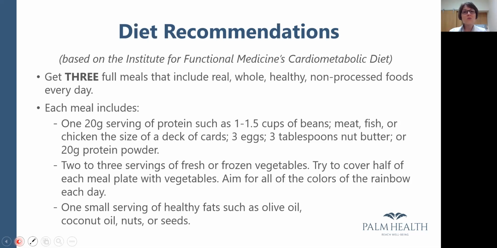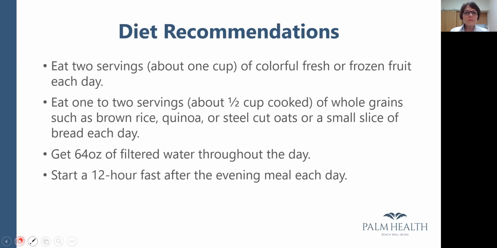And then try to get all the colors of the rainbow. The more colors that you have, the better. Try to get those root veggies, the ones that grow beneath the ground, like rutabaga, turnips, beets, those guys. They are just wonderful for the gut and the gut bacteria. Also have 1 small serving of fat for every meal: olive oil, coconut oil, nuts, or seeds. That omega-3 fat balance is so important for all the cells of our body to function well. In addition to those 3 full meals, eat 2 servings of fruit per day, either fresh or frozen.